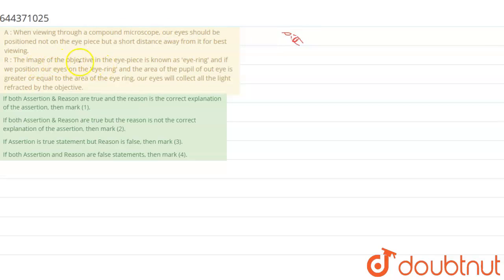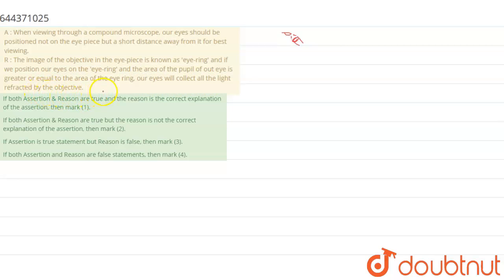The image of the objective in the eyepiece is known as eye ring, and if we position our eye on the eye ring, that means at this place, and the area of the pupil of our eye is greater than or equal to the area of the eye ring, so that the pupil covers all of it, our eye will collect all the light refracted by the objective.